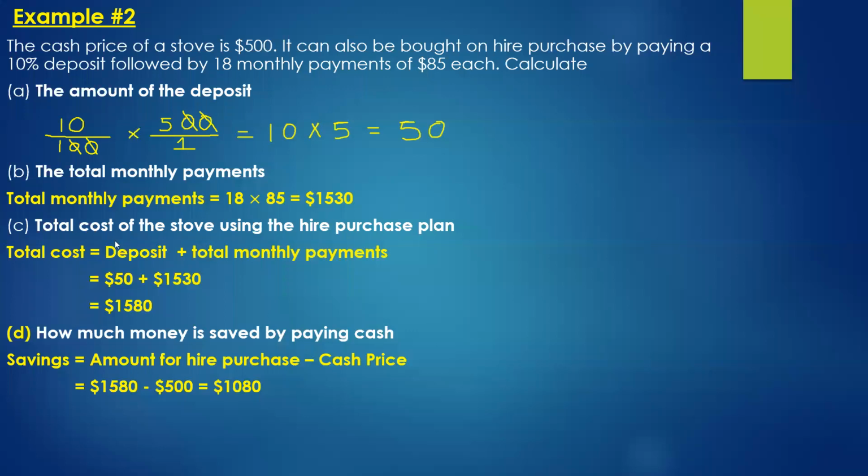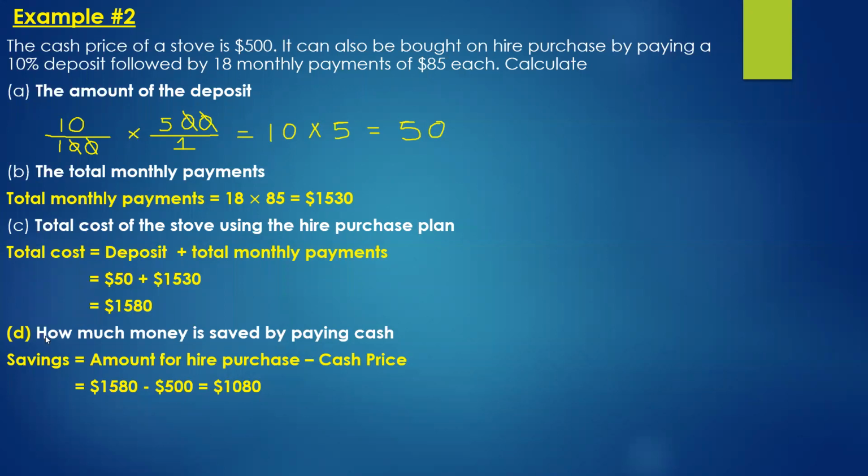So what you would do, the formula is deposit plus monthly payments. So the deposit, you would add the answer you get from A and B, which is the deposit and the monthly payments. So you add 50 plus 1,530, and that gives you 1,580.